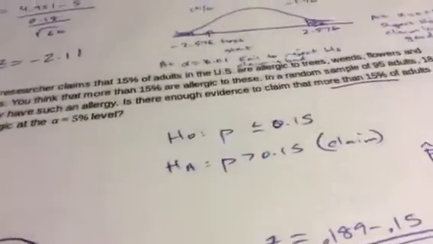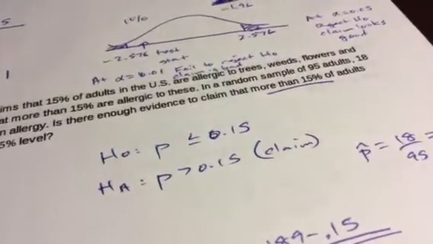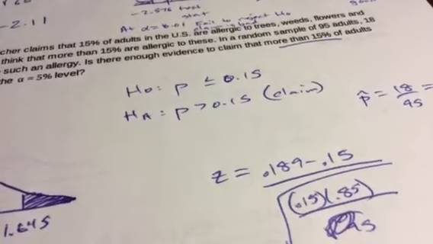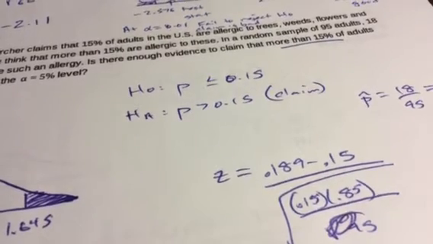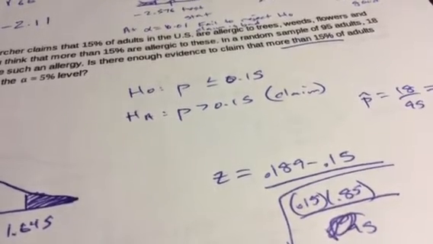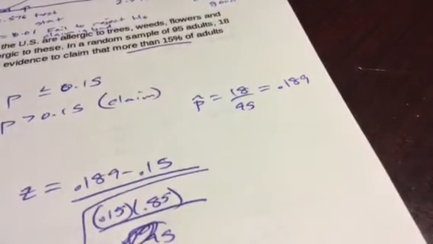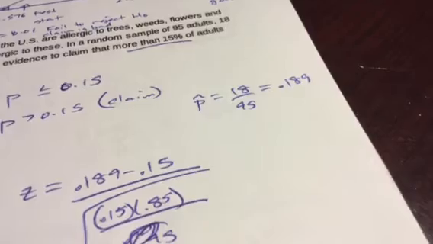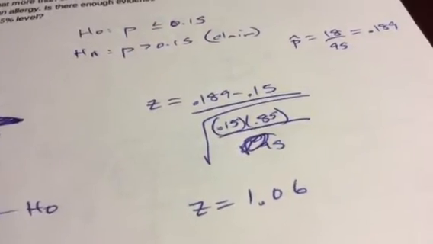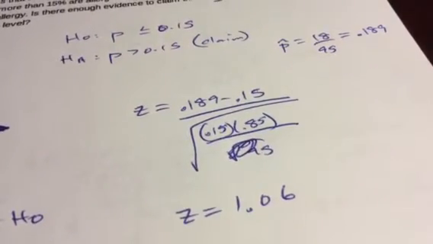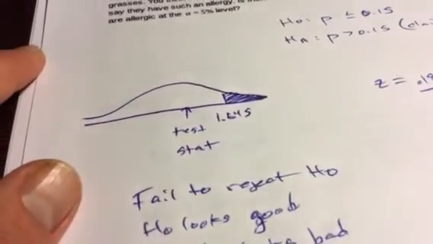Researcher claims 15% of adults in the U.S. are allergic to trees. You think that it's more than 15%. So p greater than 0.15 is the claim. So the null is p less than or equal to 0.15. p hat is 18 divided by 95, which is 0.189. Compute the test stat.